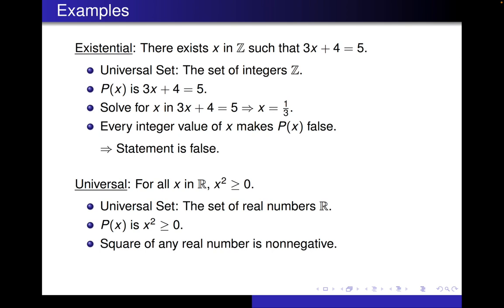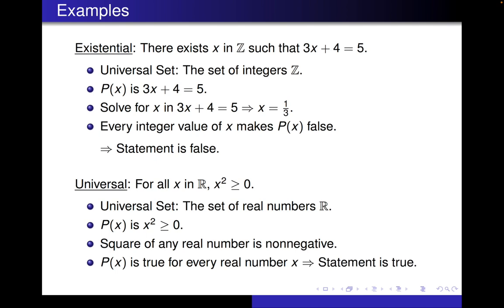And if we want to know whether this thing is true or not, well, it's a for all statement, so we've got to look at every single possible real number. What happens when we square it? Well, if we square a real number, we always get a non-negative. We can't get a negative number by squaring a real number, which means that if x is a real number, x squared greater than or equal to 0 is always going to be true. That means p of x is going to be true for every real number x, and that means our statement is true.